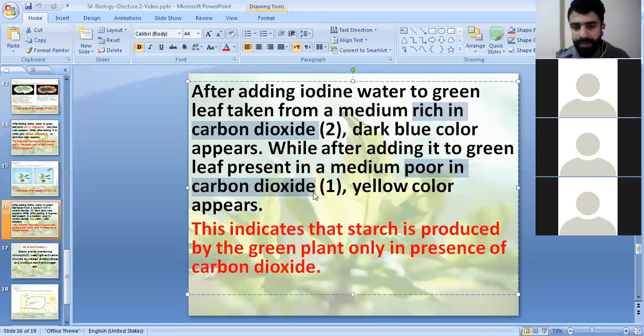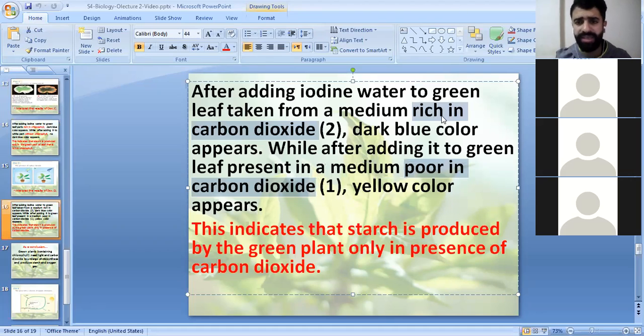here I mentioned the variable factor. During analysis and interpretation, which is analysis plus indication, we have to mention the variable factor. It's very important to mention the variable factor. If you didn't mention it, your answer is not 100% complete. So in the presence of carbon dioxide, we have dark blue color with iodine water, meaning that we have starch. In the absence of carbon dioxide, or when the medium is poor in carbon dioxide, there is no dark blue. We have yellow color. So what does this indicate?